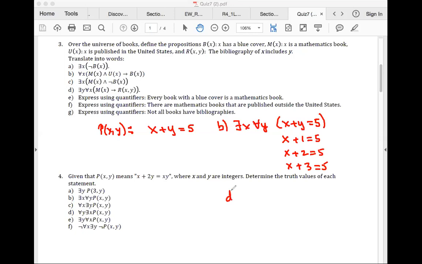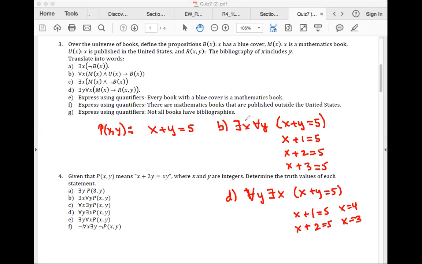Okay, now what D says, all right, so let's look at the reverse. What D says is that for every y, there exists an x that makes this true. Okay, so that means that for y is 1, I can find an x which makes that true. And yeah, I can find x is 4. For y is 2, I can find an x that makes that true. Yes, I can find x is 3. All right, so indeed, there's nothing that's fixed.